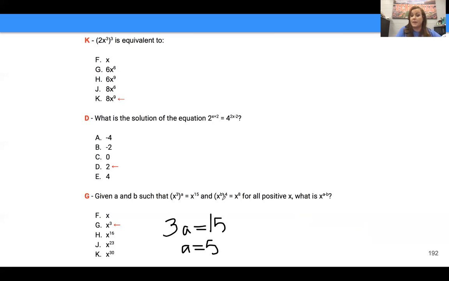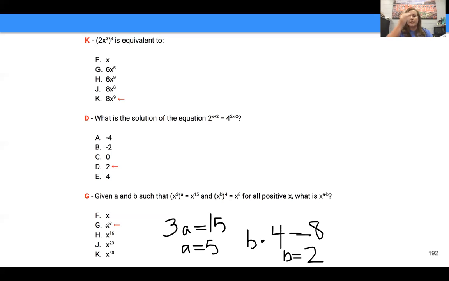Here, same thing. One x, 2 exponents, they don't match. We multiply. b times 4 equals 8. So b is equal to 2. So now they want to know, what is x to the a minus b? What's 5 minus 2? 3. x cubed. And again, the math I've been doing is actually elementary math, multiplication and division tables 1 through 12.